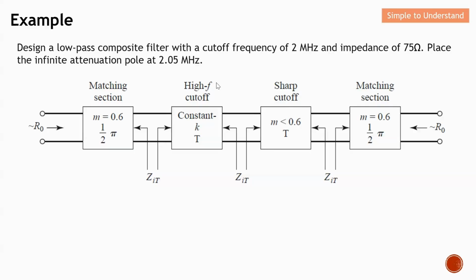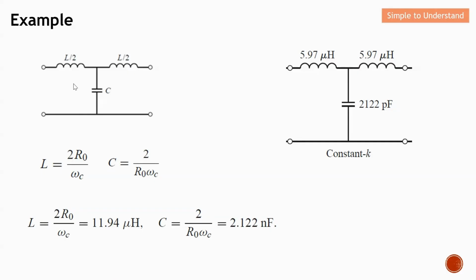Let's kick start by concentrating on the constant K method first. Let's come to the design of constant K. This is what I showed you earlier. This is for the low-pass filter. How to compute the L and C will be with this formula. Once we know the R naught, which is 75 ohm, and ωc, which equals 2π fc, where fc equals 2 MHz, we can easily compute the L and also the C value.